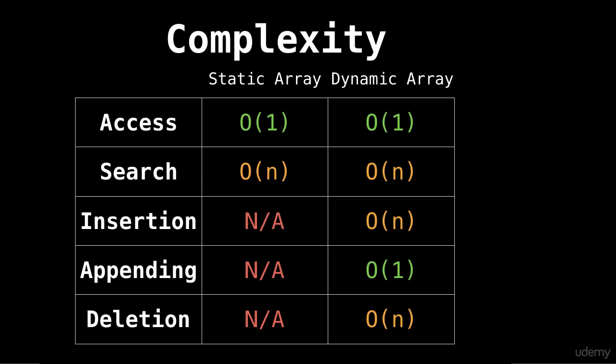Appending, though, is constant. Doesn't that seem a little strange? Well, when we append elements to a dynamic array, we have to resize the internal static array containing all those elements. But this happens so rarely that appending becomes constant time. Deletions are linear for the same reasons that insertions are linear. You have to shift all the elements over and potentially recopy everything into your static array.